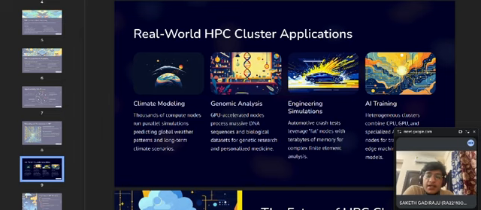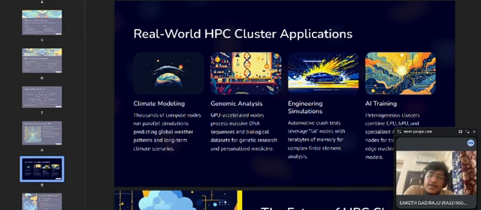Real world applications. HPC clusters are used for a wide variety of real world applications. Climate modeling uses thousands of nodes to simulate global weather patterns. Genomics uses HPC to process DNA sequences for medical discoveries. Engineering fields rely on HPC for simulations such as crash tests and fluid dynamics. Finally, artificial intelligence training uses GPU accelerator nodes to train neural networks efficiently.